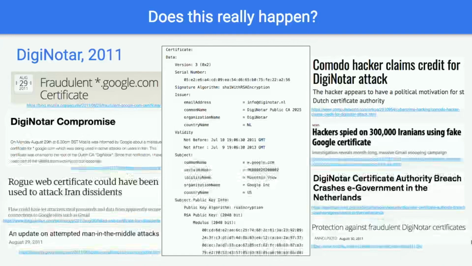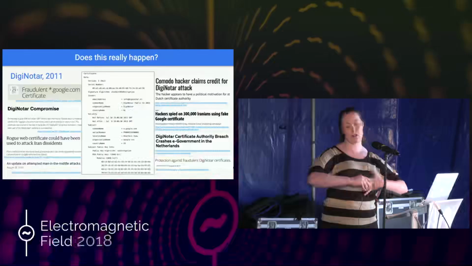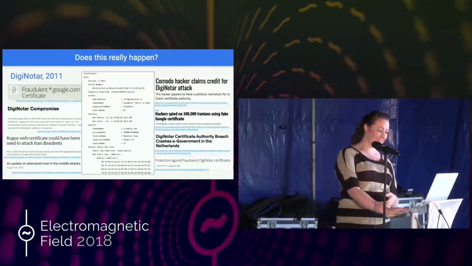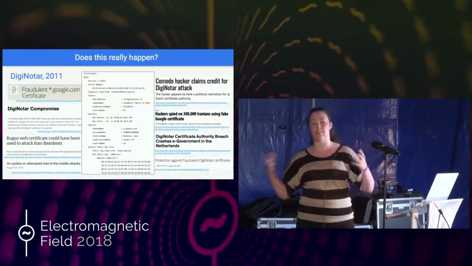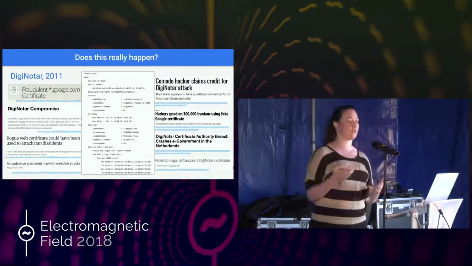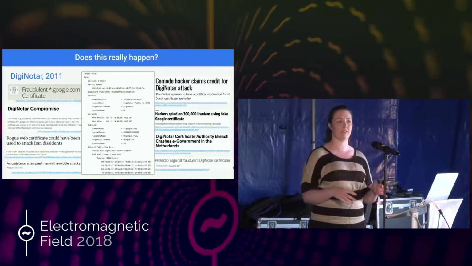And then after some investigation, it turned out that the attackers had actually got hold of not just one, but something like over 500 fraudulent certificates for a number of big name domains. And yeah, DigiNotar is no longer a CA, let's put it that way. So there's clearly a problem here. The problem is this blind trust we have in CAs to just do the right thing and not misissue certificates.